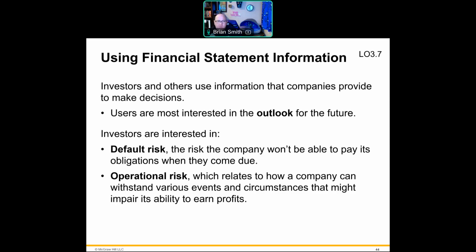I mean, think about COVID. How many companies had default risk there? The government attempted to bail them out, but I'm sure there's a lot of companies that didn't make it. Then there's operational risk, where things could happen that would cause a company to not really be able to earn profits.